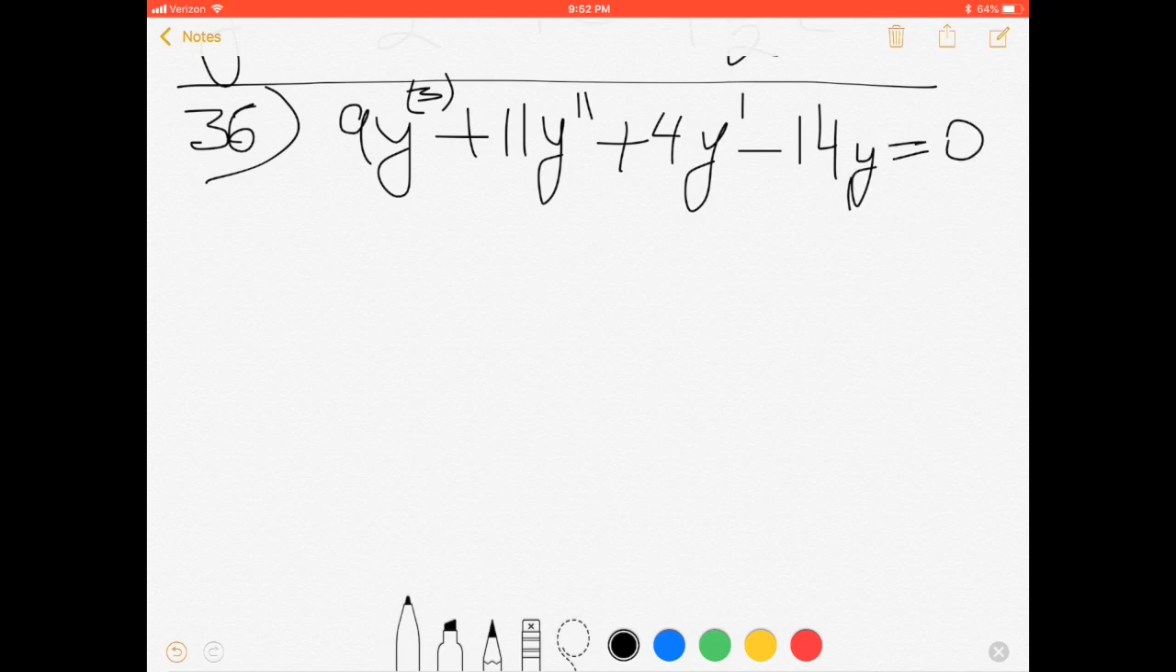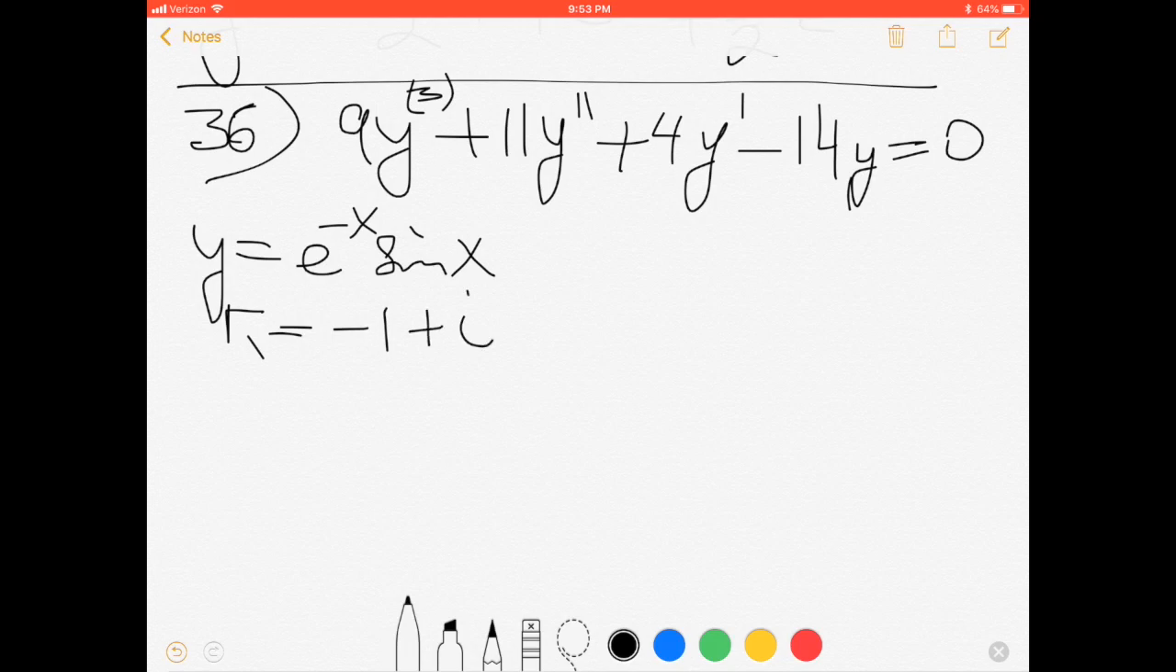We need to find the general solution, but we are given part of the solution. We have y equal to some part of this general solution, e to the minus x times sine x. What does this part show us? This means we have some complex number, and we can build this complex number. r1 will be: real part is negative 1, and imaginary part is 1. This means it's negative 1 plus i.